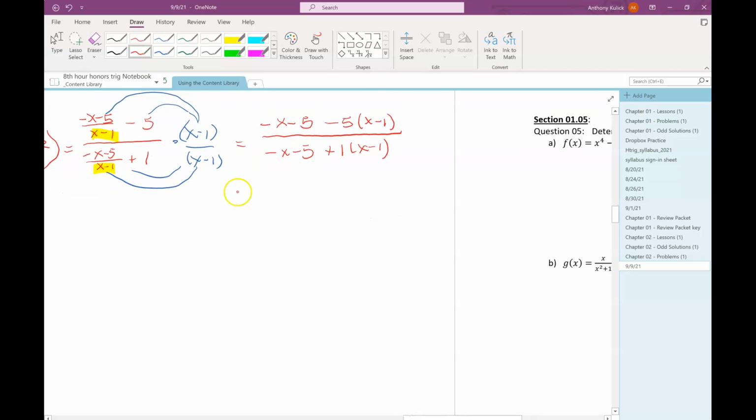So from here, all I'm going to do is distribute and combine my like terms and then reduce, and I should be good. So I have a plus 5 and a minus 5 in the numerator that cancel out, and a plus x and a minus x in the denominator. And when I combine my like terms, that's just negative 6x over 6, which just reduces down to x.